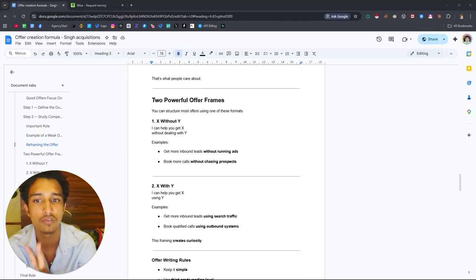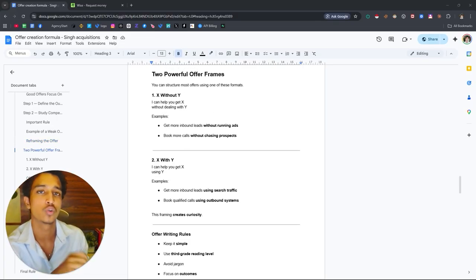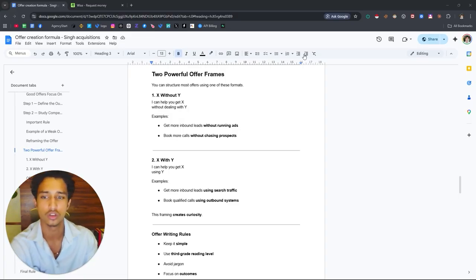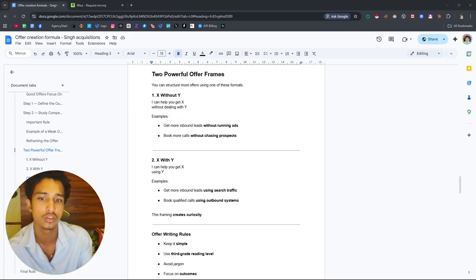There are two different types of offer frames that you can use. There is one which is X without Y. This is where you say that you can get this without doing this. For example, you can get inbound calls without running ads, or book more calls without chasing prospects.